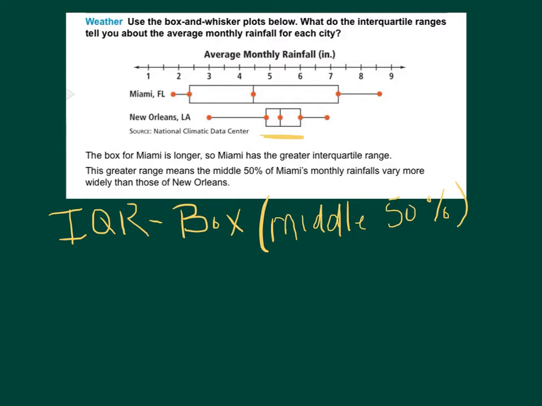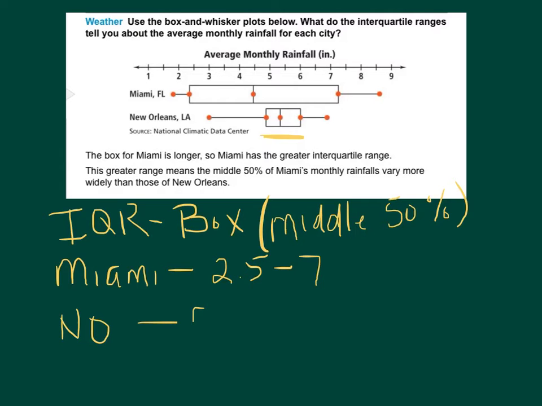Okay, the greater range means that 50% of Miami's monthly rainfall varies more because its rainfall varied from about 2.5 inches to 7 inches. Okay, New Orleans' interquartile range went from about 5 inches to 6 inches. So it varied an inch. 50% of the data only varied an inch, where in Miami, 50% of the data went from 2.5 inches to 7 inches. So it had a greater variance in that 50%. Okay? And that's a conclusion we can make based off looking at the two graphs.